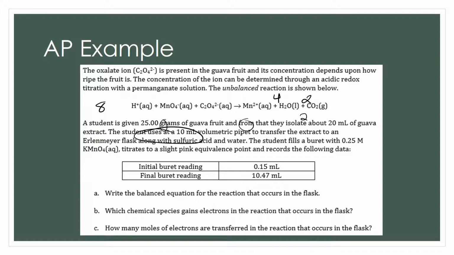Looking at my oxygens, I have 4 plus 4 gives me 8 oxygens on the left. On the right, I have 4 oxygens from my carbon dioxide now, plus 1 from my water is only 5. So I'm going to throw a 4 in front of water to balance my oxygens. That now gives me 8 hydrogens, which I can easily balance over here. B and C we are going to skip for right now as they refer to redox reactions, which we will cover in the next section.